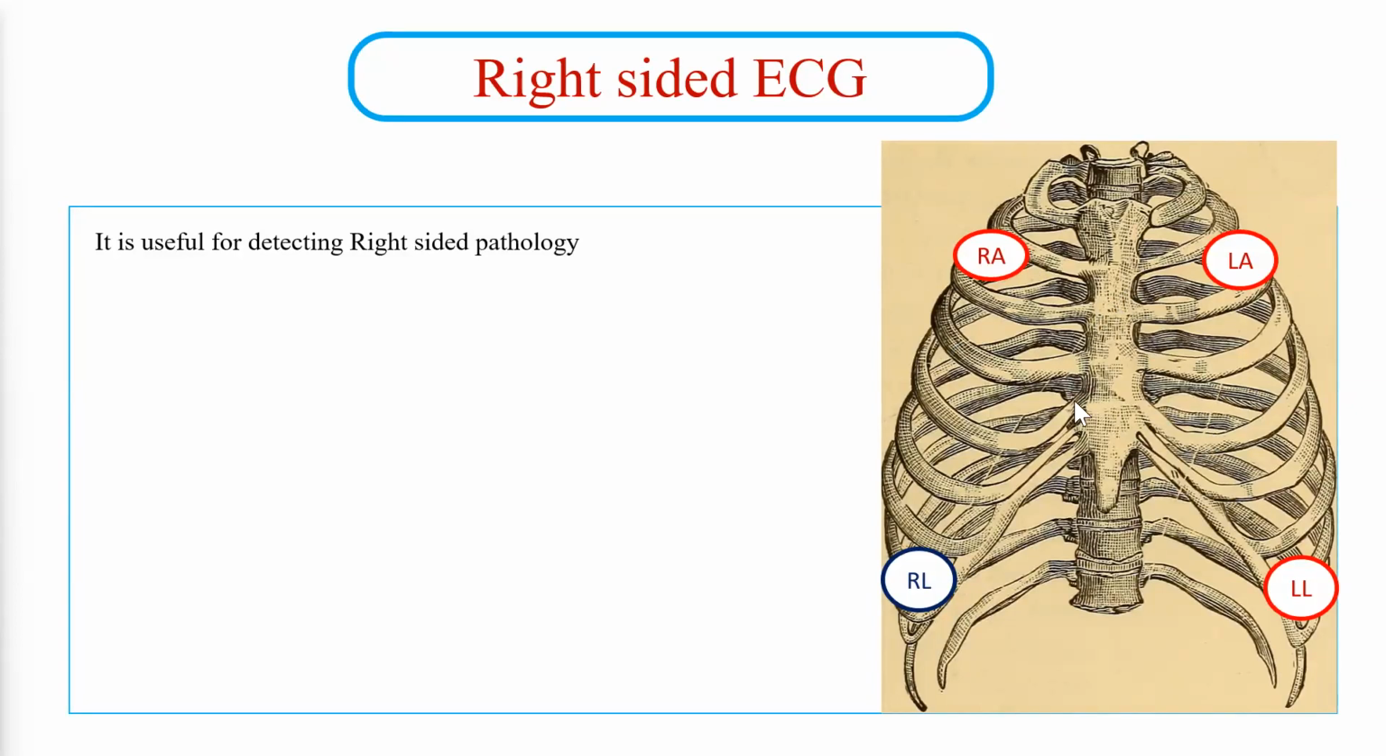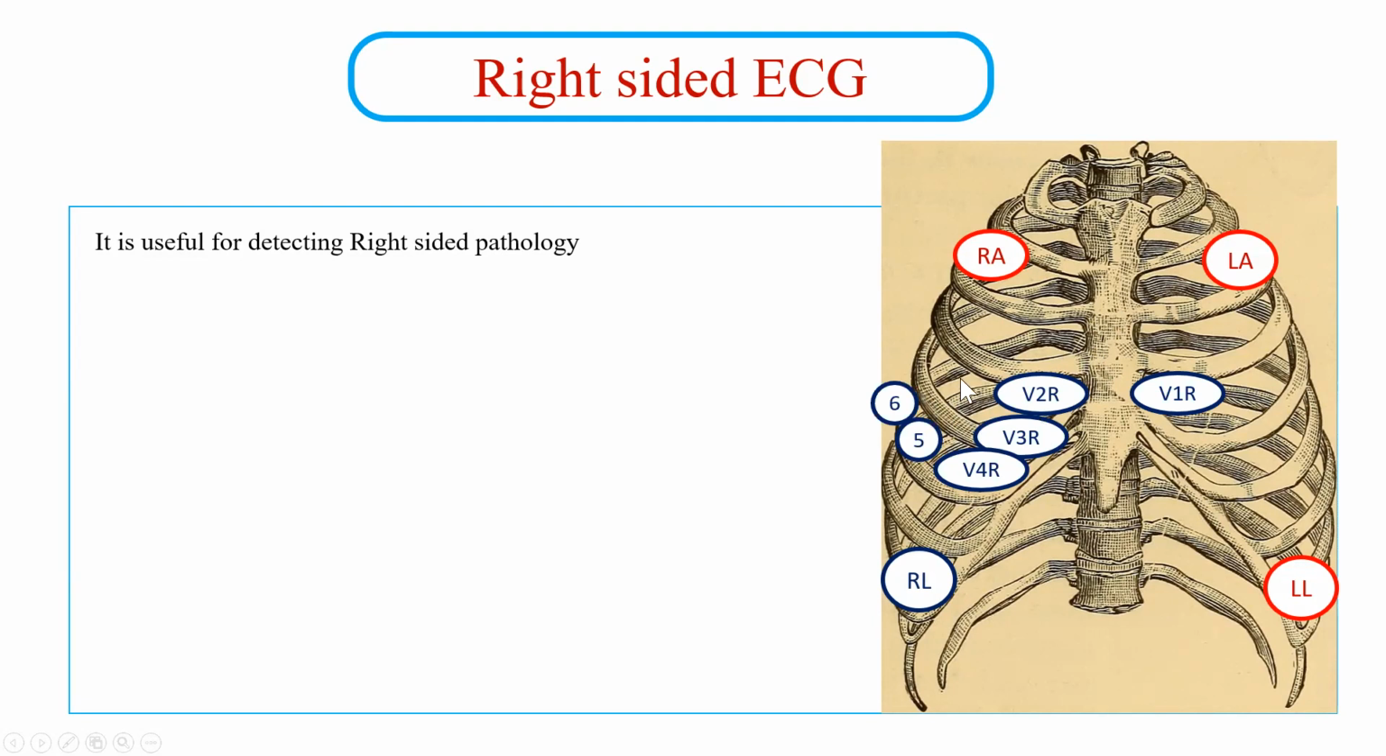So V1 was on the fourth intercostal space on the right side. With mirror imaging it will be on the left side, right? So the V1, it will be here. So it's called V1R. R stands for right side. This next lead will be V2R, it will be on the opposite position. The V4 will be on the fifth intercostal space on the right side, with the midclavicular line, and V3 between both of them, and V5, V6 on the same places.